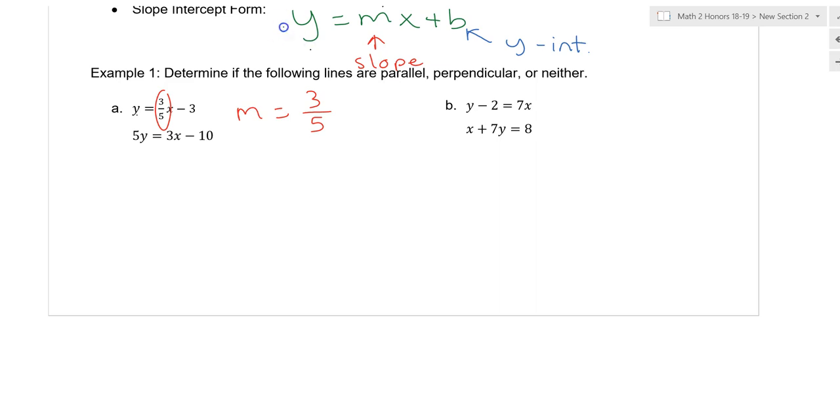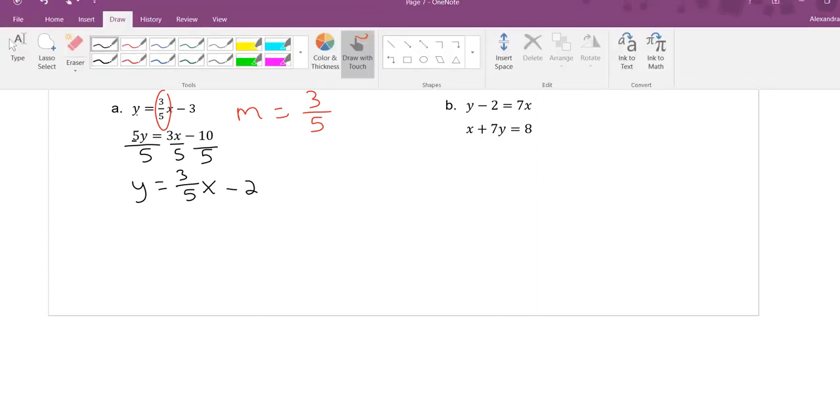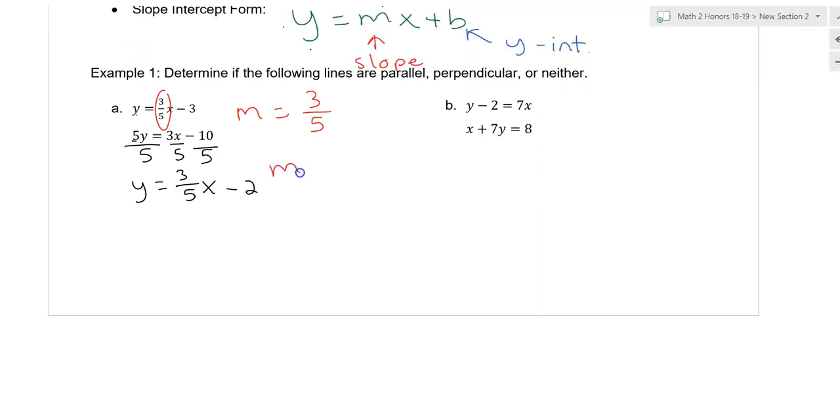Looking at my second one, it's not in that slope-intercept form because there's something in front of y. If I look at my slope-intercept form, there's nothing in front of y. So that means I have to get rid of this 5. So I'm going to divide by 5. That means I have to divide everything else by 5 as well. So we have y equals, it's x minus 2. Alright, so that means this slope is also equal to 3/5. Therefore, these lines are parallel. They have the exact same slope.